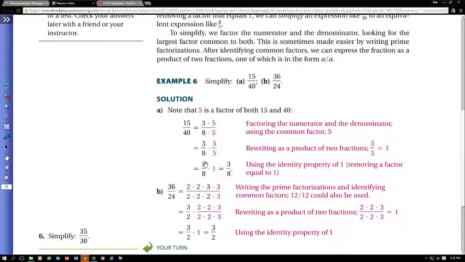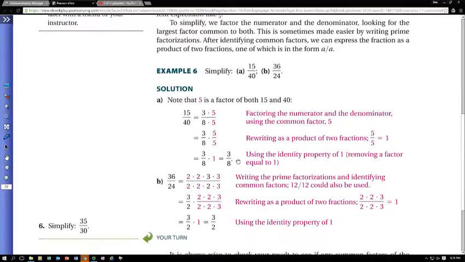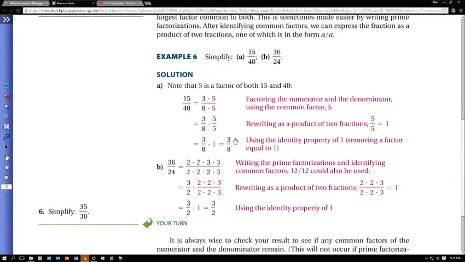In other words, 3/8 times 1 is 3/8. So I pull out the common factors and make a fraction that's equal to 1, which simplifies my fraction. Now, the definition of simplest form means the only common factor between the numerator and the denominator is 1.